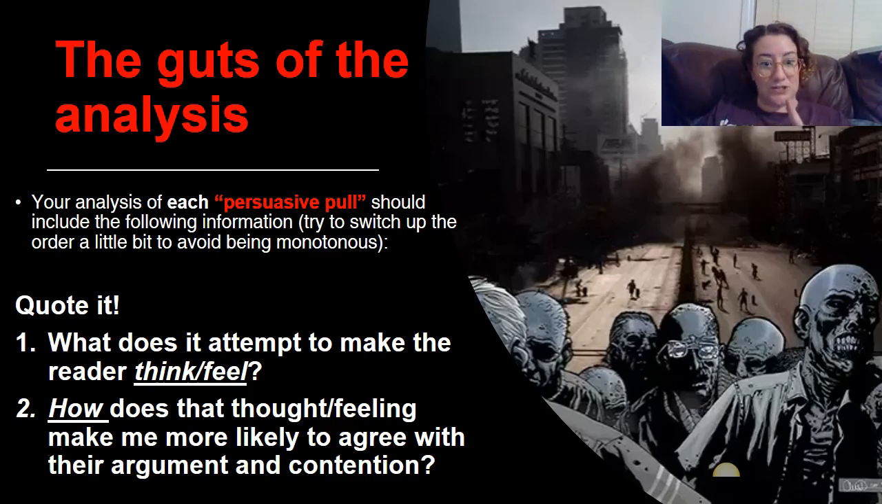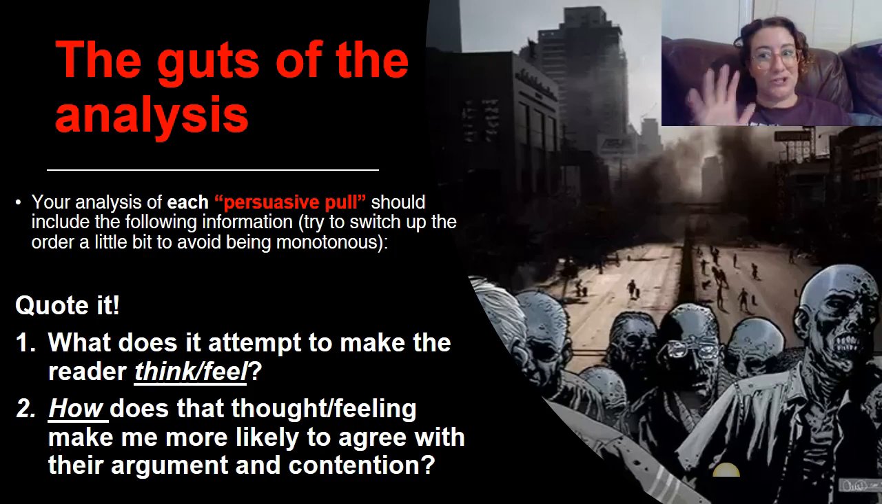And then the second question is, how does that thought or feeling make the reader more likely to agree with the contention? Okay, so that's tying the analysis back to the contention, which is what you need to do. You've got to tell me how this manipulation is actually relevant to the author's contention. Why are they doing it in the first place?